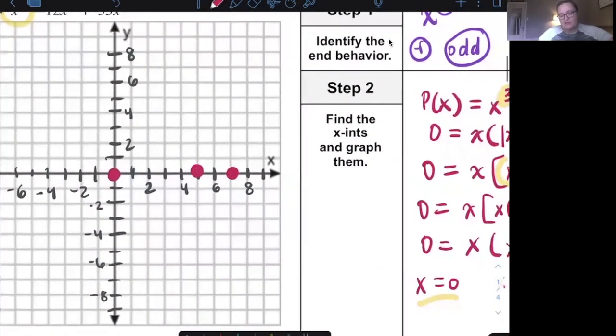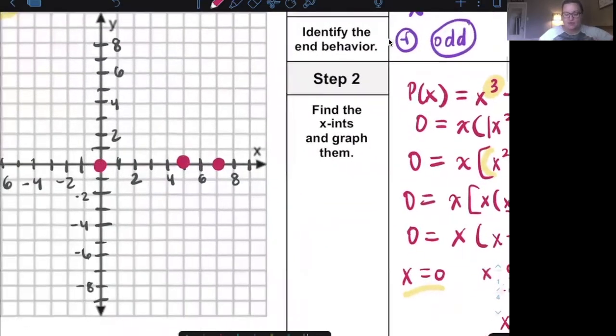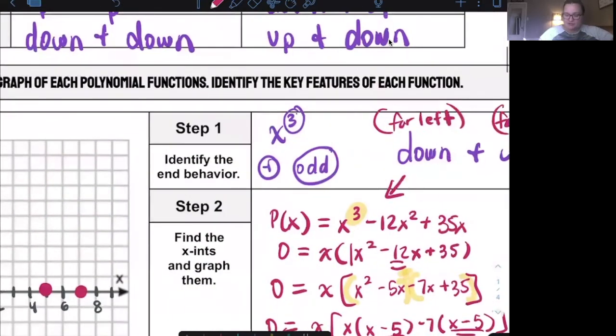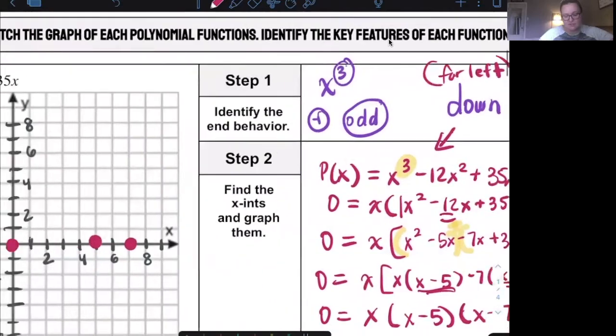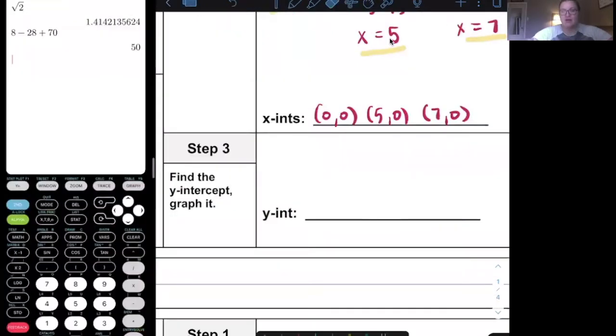All right, so what's kind of cool though is I know that these are all 3 of my x-intercepts, right? So I know that I'm not going to cross the x-axis any more times than these 3 times. And I'll talk about how we're going to use our end behavior in just a second. But to help us graph, I actually want to do step 3 and then step 4. After we find our x-intercepts, we also want to find our y-intercept and graph it. So remember, whenever you find a y-intercept, you always use x equals 0.